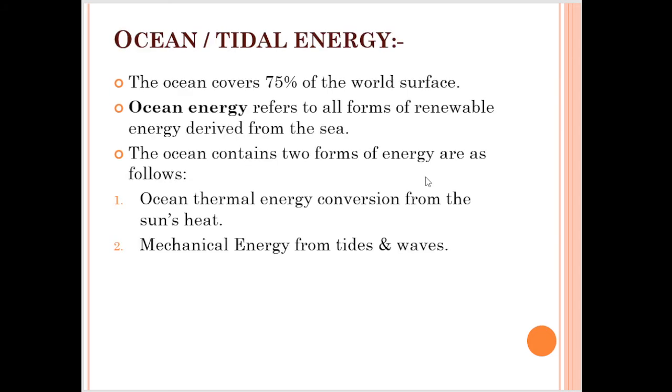Next source of renewable energy is ocean or tidal energy. The ocean covers 75% of the world's surface. Ocean energy refers to all forms of renewable energy derived from the sea. The ocean contains two forms of energy as follows. First form of energy is ocean thermal energy conversion from the sun's heat, and the second form of energy is mechanical energy from tides and waves.